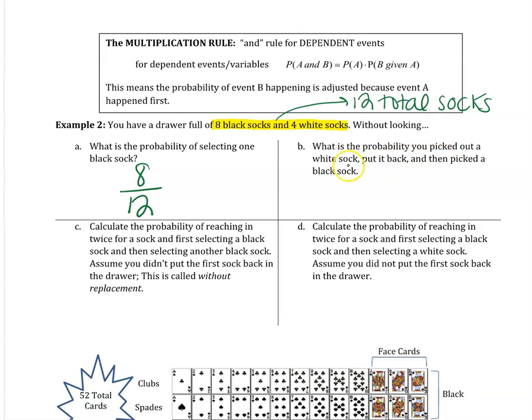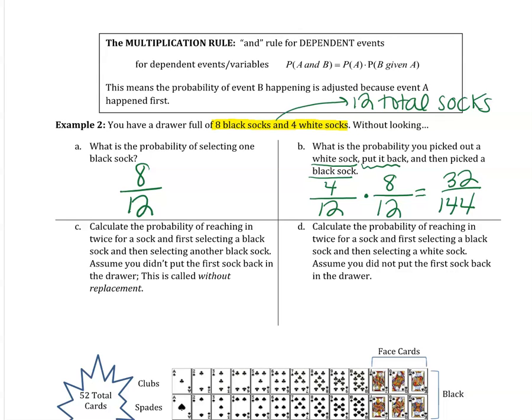What is the probability you picked out a white sock, put it back, and then picked out a black sock? So again, out of your 12 total socks, 4 of them are white. Now, the idea that you took the sock and you put it back in the drawer means you are now picking from 12 socks again, right? Everybody's back in the drawer. What's the probability you picked a black sock next? Well, there are 8 black socks in the drawer. Multiply across, this would be 32 out of 144.